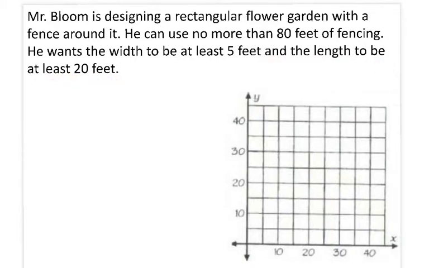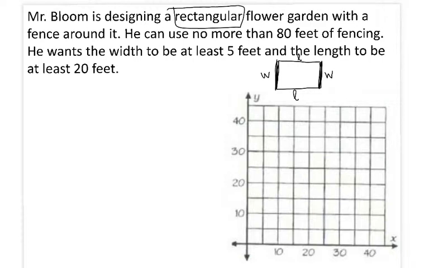So first we're going to talk about what rectangular is as a refresher. So rectangular, if you remember, we have both of these sides, the opposite sides, are equal to each other. So this will be the width. So we're going to have 2 widths and we're going to have 2 lengths. Or there are 2 lengths in the rectangle.